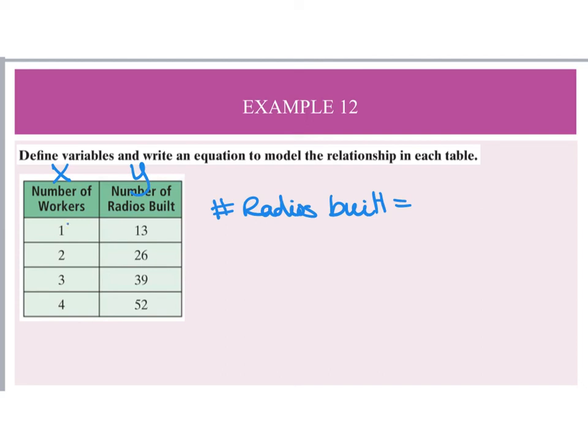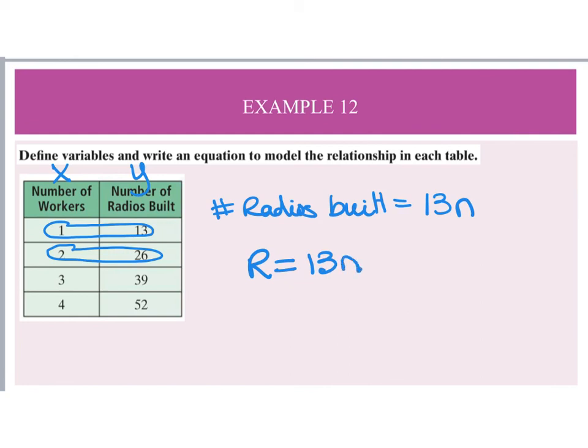So when I look at this, and I'm just looking at this first scenario here, it looks like if I have one worker, that worker can build 13 radios. When I go up to 2 workers, I get 26. So it looks like I get 13 radios per worker. So the number of radios built is going to be 13 radios times the number of people that I have working. So I'm just going to put N. So here, I'm going to put R for radio equals 13 times the number of people that are working, and now I have my equation.